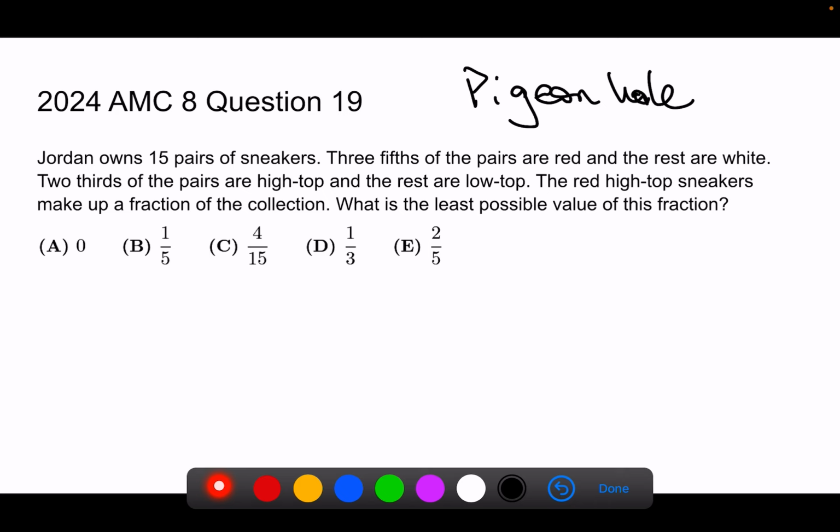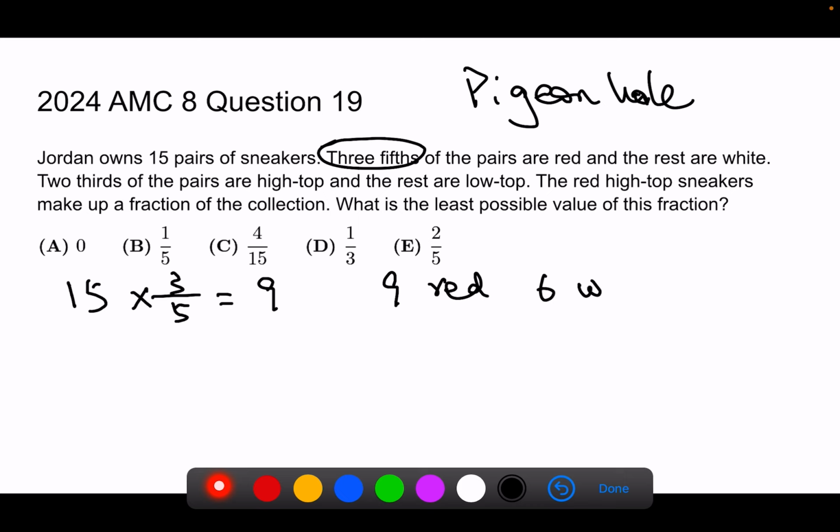The first part goes to fractions. Make sure you understand fractions, make sure you understand how to do the calculation. So let's see. Your total is 15. 3/5 are red. So 15 times 3/5 equals 9. So 9 of them are red. And 6 of them are white.